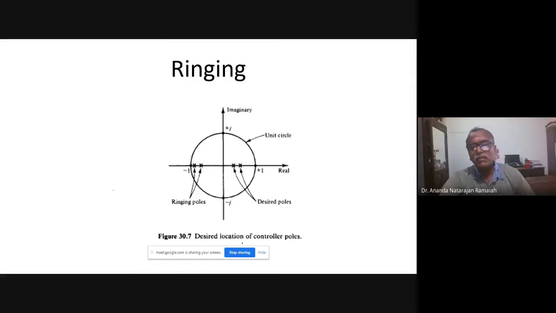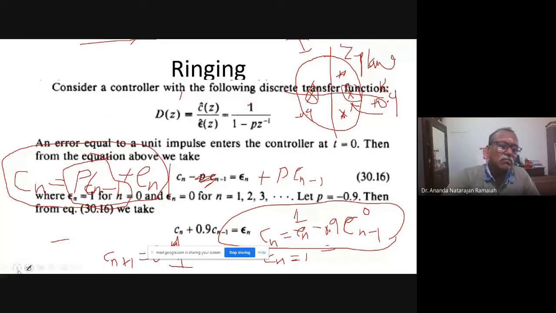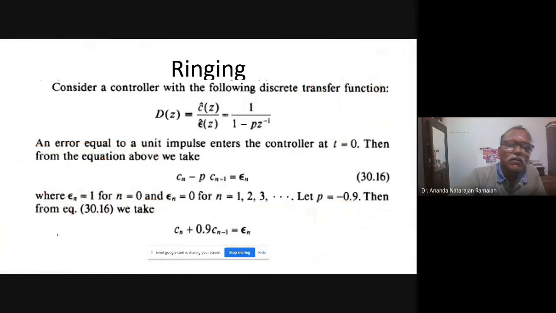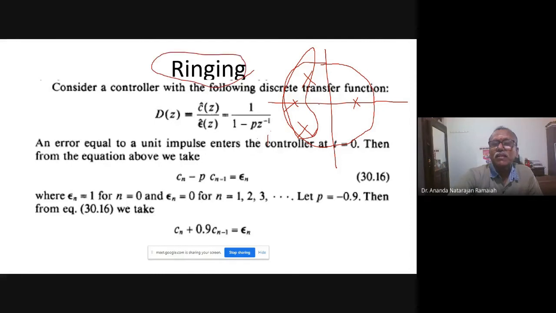Let us once again see what ringing is. Ringing means, after designing the controller, we have to check the poles of the controller. They must be within the unit circle, then only the controller is stable. Once the controller is stable, we have to check the location of poles. If any poles are on the left hand side of the unit circle, then these poles will exhibit ringing.